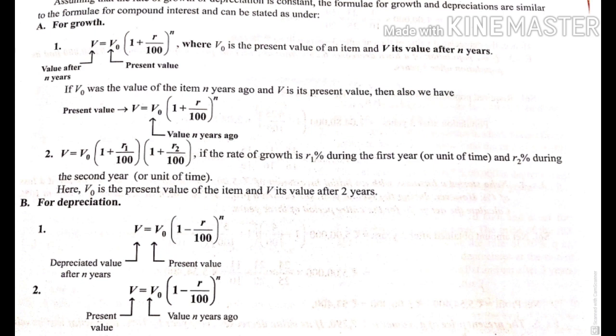This is for growth. Now for depreciation, there will be a minus sign in the formula, because depreciate means to decrease. So here V is the depreciated value after n years, means value decreased after n years, and V0 is the present value, and (1 minus R by 100) power n, means after a few years our value is going to decrease. Okay, and V is equal to V0 (1 minus R upon 100) power n, present value and n years ago value.